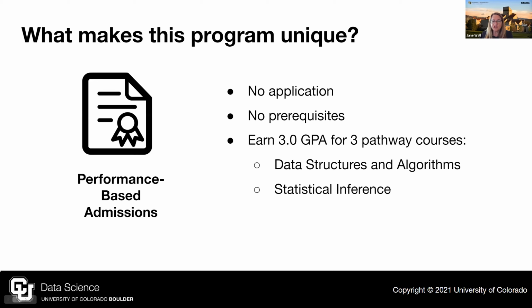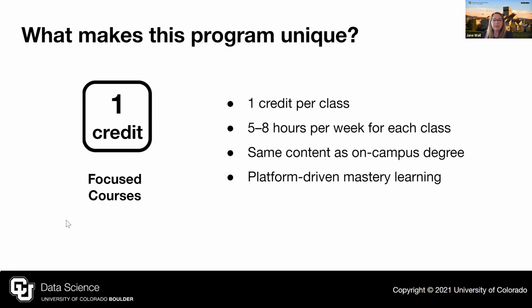So the next thing that's unique about this program are the courses. In a traditional program, each course is usually worth around 3 credit hours. But in this program, the courses are focused into smaller pieces because science shows that it's better to learn small chunks of information more frequently than to try to learn a large amount at once.